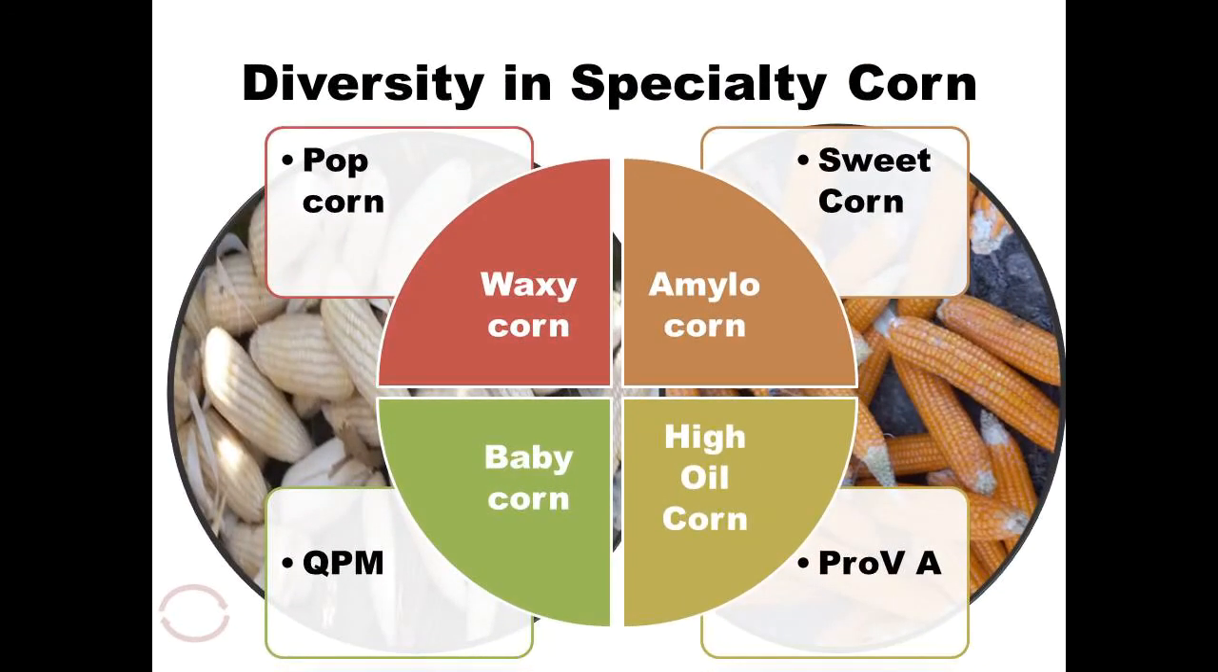The next type of diversity is called specialty corn, with reference to purpose and use. Though there are many types of maize in this class, these are popcorn, waxy corn, amylo maize, sweet corn, baby corn, high oil corn, QPM, which is also known as quality protein maize, and Provitamin A maize. We will discuss these types one by one.